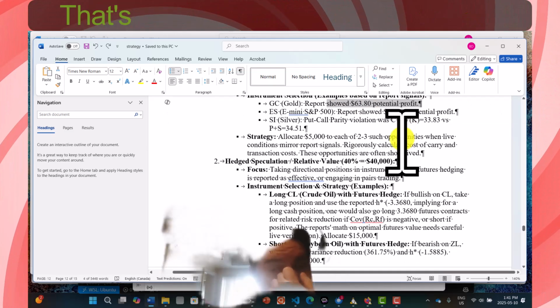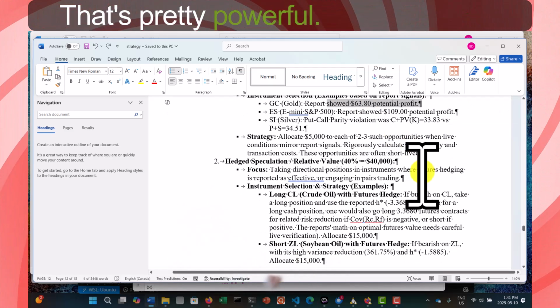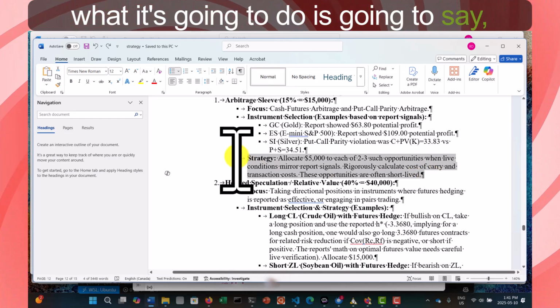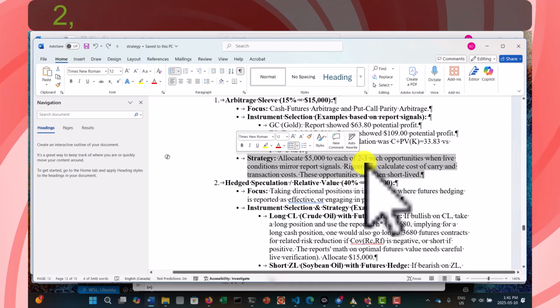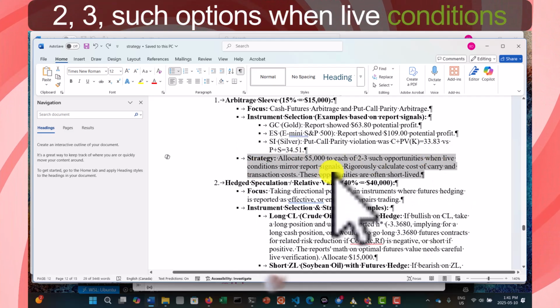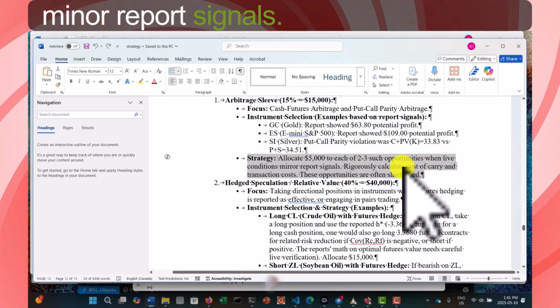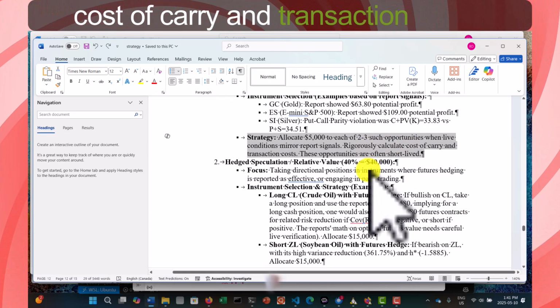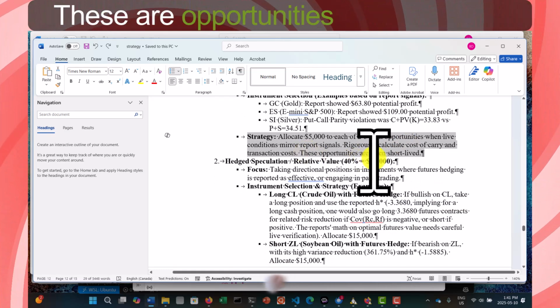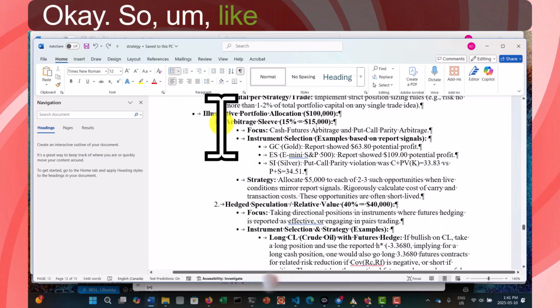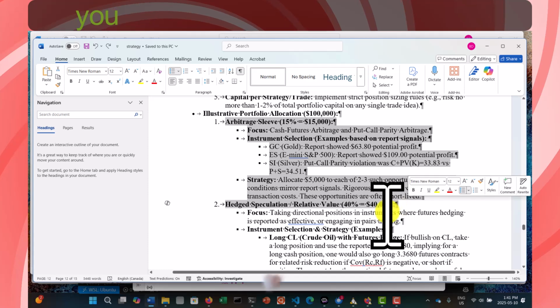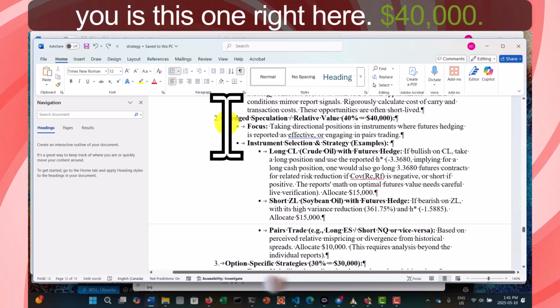Okay. That's pretty powerful. On top of that, it's going to say, okay, here's the strategy. Allocate 5,000 to 2, 3 such opportunities when live conditions mirror report signals. Rigorously calculate cost of carry and transaction costs. These opportunities are short-lived. Okay, so we're like the one I just showed you is this one right here, $40,000.